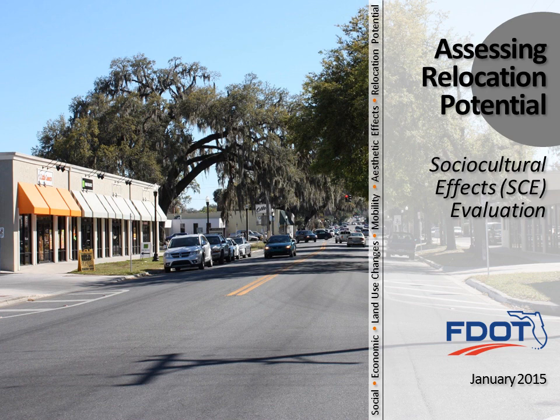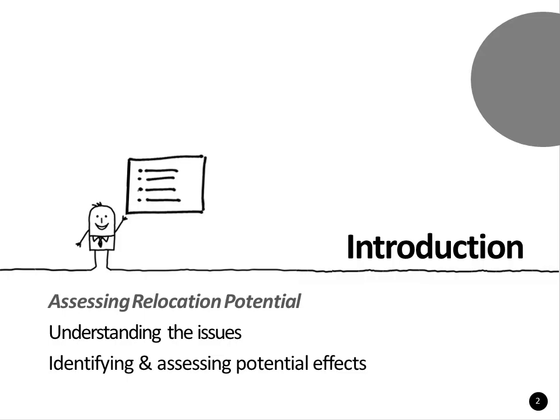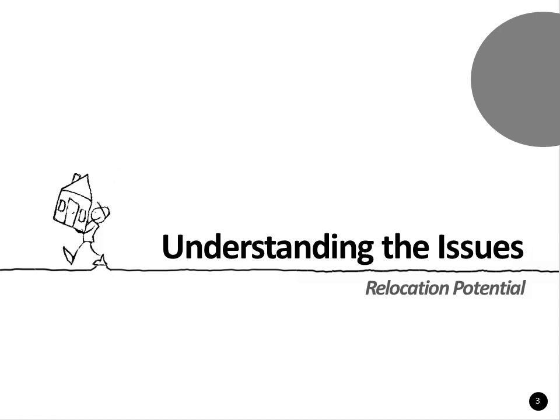Assessing Relocation Potential is part of the department's video series providing guidance for sociocultural effects evaluations for transportation projects. This training is divided into two parts. The first part examines potential community effects associated with project-related relocations, and the second part of the training describes a process for identifying and assessing potential relocation effects. Let's get started.